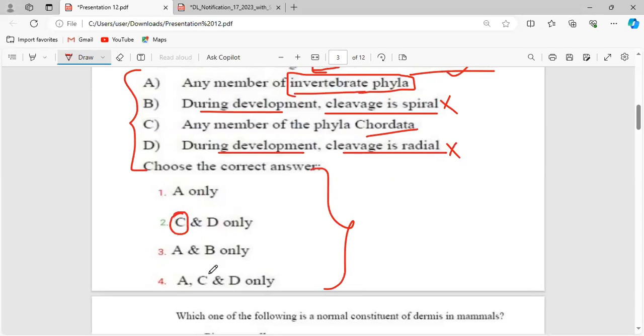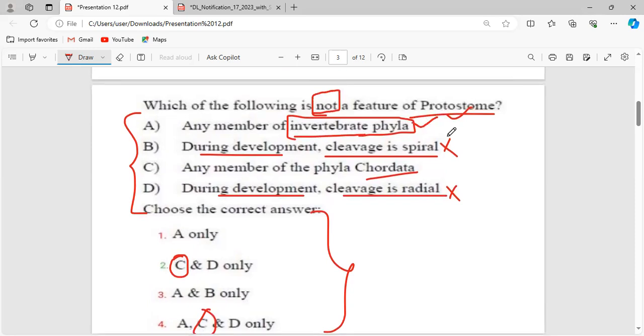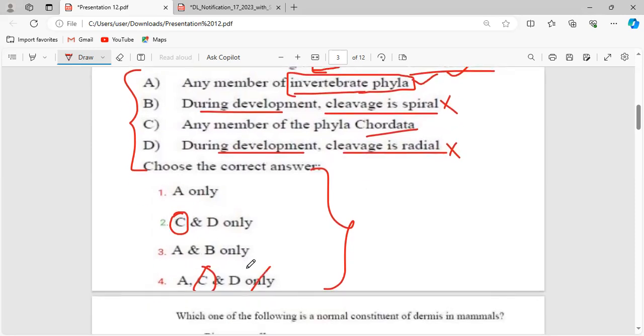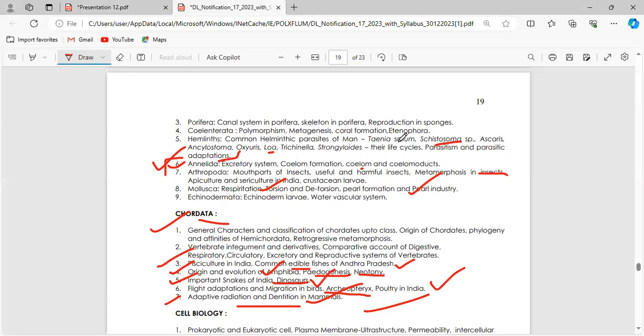So C is present here and here. We know that it is completely a characteristic of non-chordate. So we can easily eliminate this. So obviously this is not a characteristic of chordate, and during development the cleavage is radial. This is the wrong answer. So this is why I'm stressing why the syllabus is very important to you.